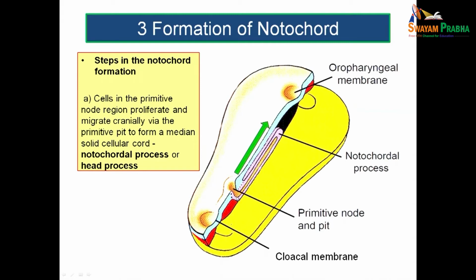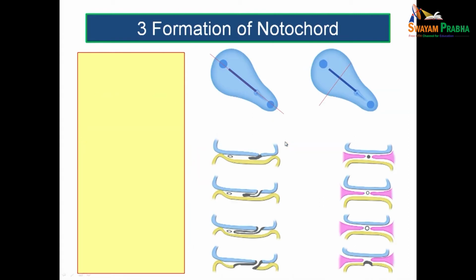So this is the primitive pit, and it is through the primitive pit that the cells gain access to the layer between the epiblast and hypoblast, or the ectoderm and the endoderm. So they travel from the primitive node through the primitive pit along the midline from the primitive streak to the precordal plate. This is actually a median solid cellular cord in the beginning. So this solid cellular cord is known as the notochordal process or head process. So this is the first stage of development of the notochord.